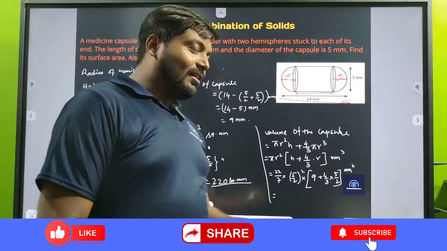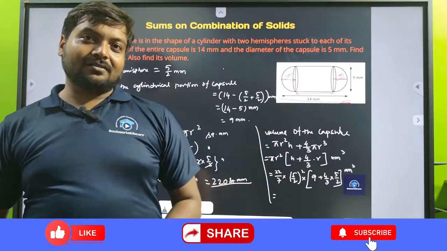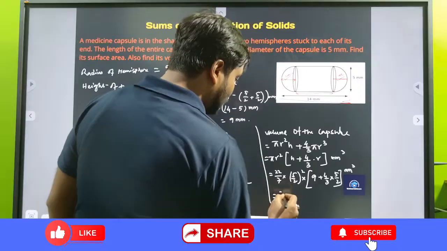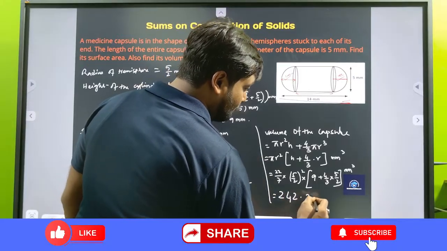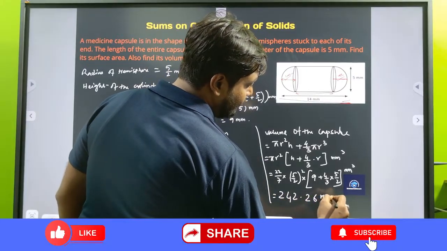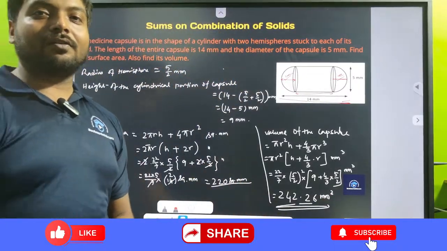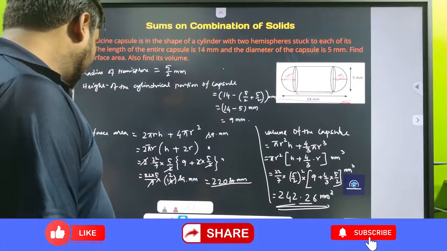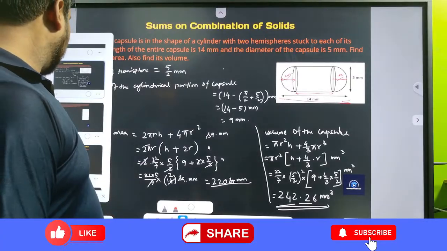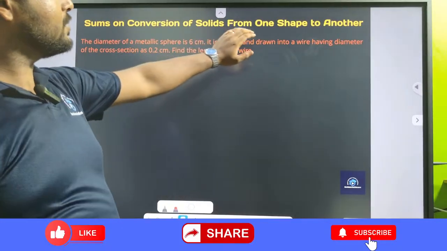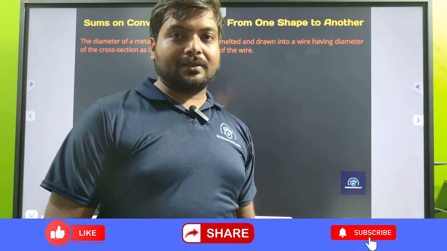Welcome back. Hope you have calculated the sum, and the answer will be 242.26 millimeter cube. So this is the volume of the capsule. Next, let's do some problems like this.